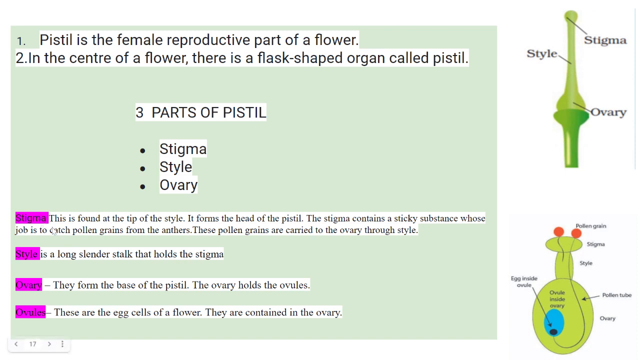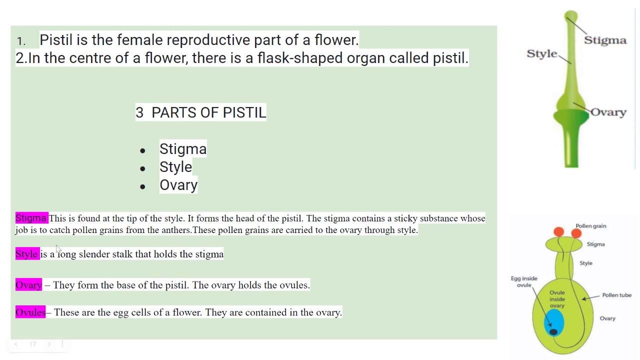Children, stigma is found at the tip of the style, as you can see in the picture, and it forms the head of the pistil. It contains a sticky substance whose job is to catch the pollen grains from the anther. Okay, and when the pollen grains stick to the stigma, they are carried to the ovary through the style. So, children, we will learn about this in detail in the fertilization part.